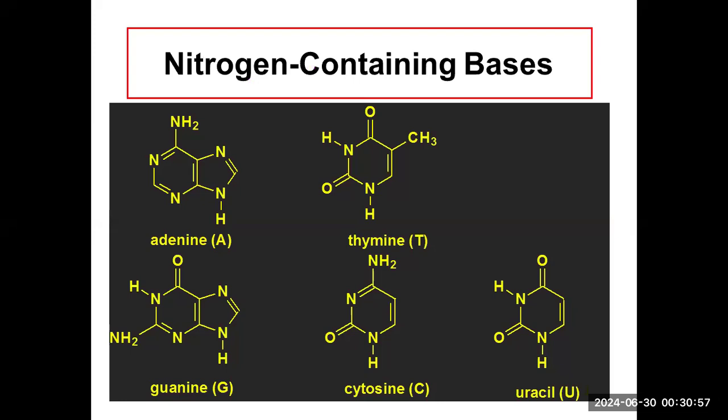Nitrogen-containing bases, as I pointed out, are purines and pyrimidines. There are two purines, which are right here. You can see right here is the adenine, and right here is the guanine. And the pyrimidine bases right here are the thymine, the cytosine, and uracil. Recall that thymine is present in DNA. Cytosine is present both in DNA as well as in RNA, and uracil is present only in RNA.